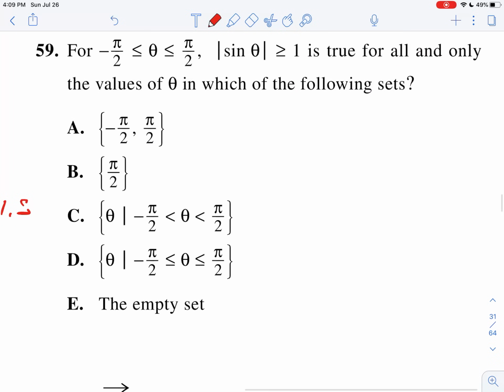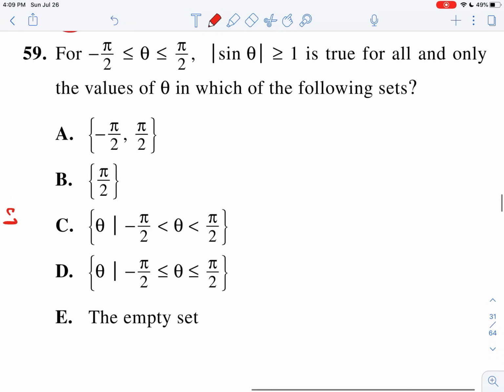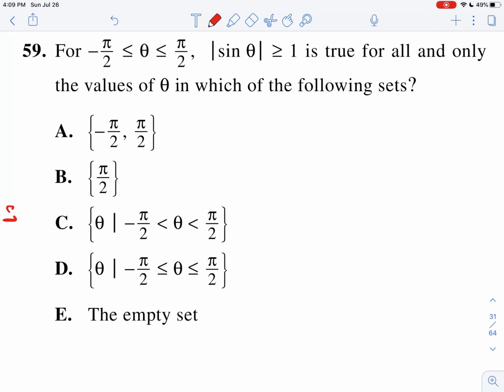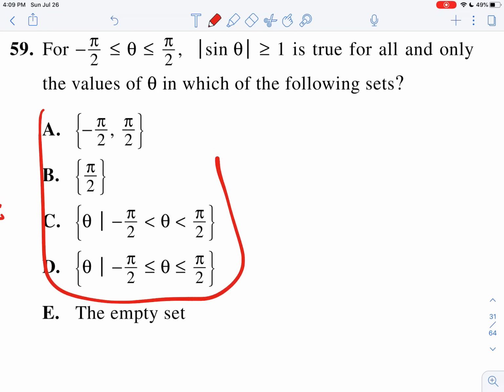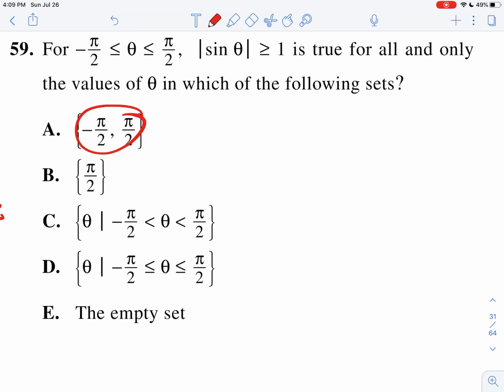This is a bit of a tricky problem, 59. So for this range on the unit circle, sine is greater than or equal to 1 for all and only the values of theta in which of the following sets. So all of these things are sets. These two, for example, are just two specific values. This is a specific value. This is a set, and this is also a specific value. Actually, these are two sets. Never mind. But these are just two specific values. And this is basically saying that nothing works.